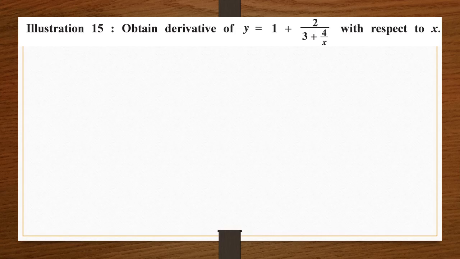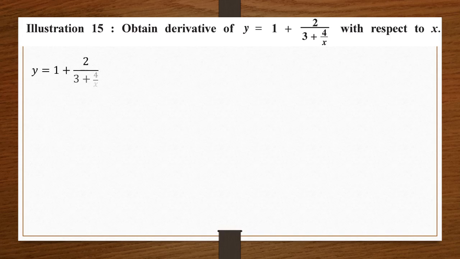We have to obtain the derivative of y with respect to x, when y is 1 plus 2 upon 3 plus 4 upon x. Before that we have to simplify y into one of our working rules. We can only use working rules when the question is in the format of one of the four rules. This sum is not according to any of our rules, so let us simplify it so that we can find out which rule we can apply.